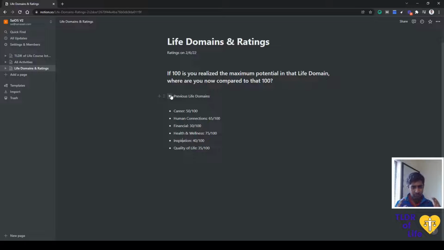And then quality of life captures everything else. It's my living: where am I living? My travel, habits and daily routines, my planning is a big one, or personal admin, paying the bills, all these different things that maybe you've written down in the activities. It's a catch-all, an overall quality of life. That's not captured in career, human connections, financial, health and wellness, or my projects and stuff with inspiration. And so these are my 6 life domains.